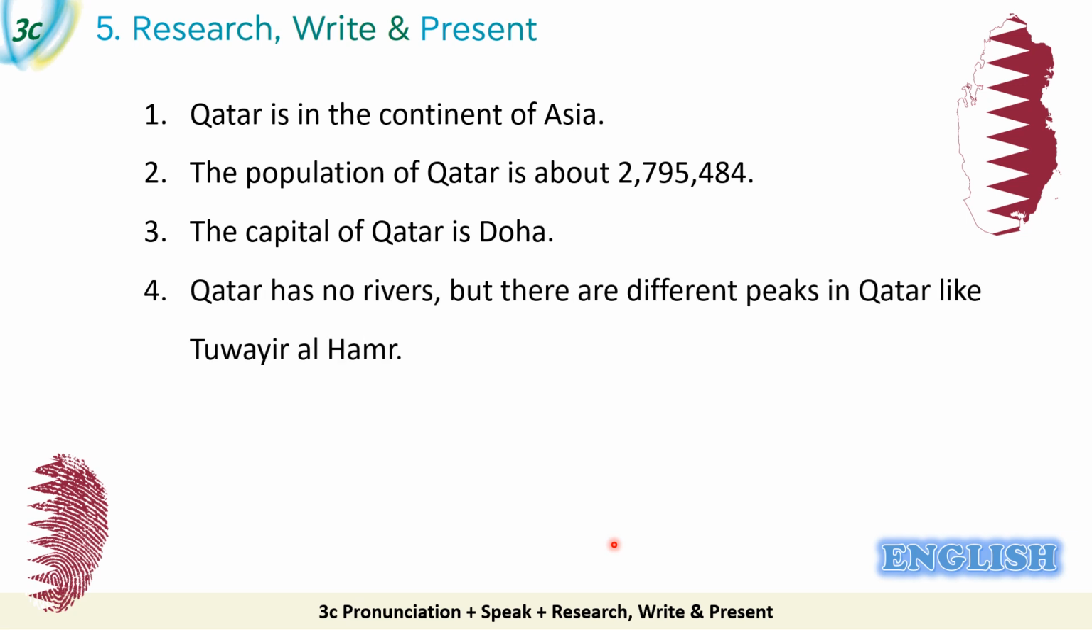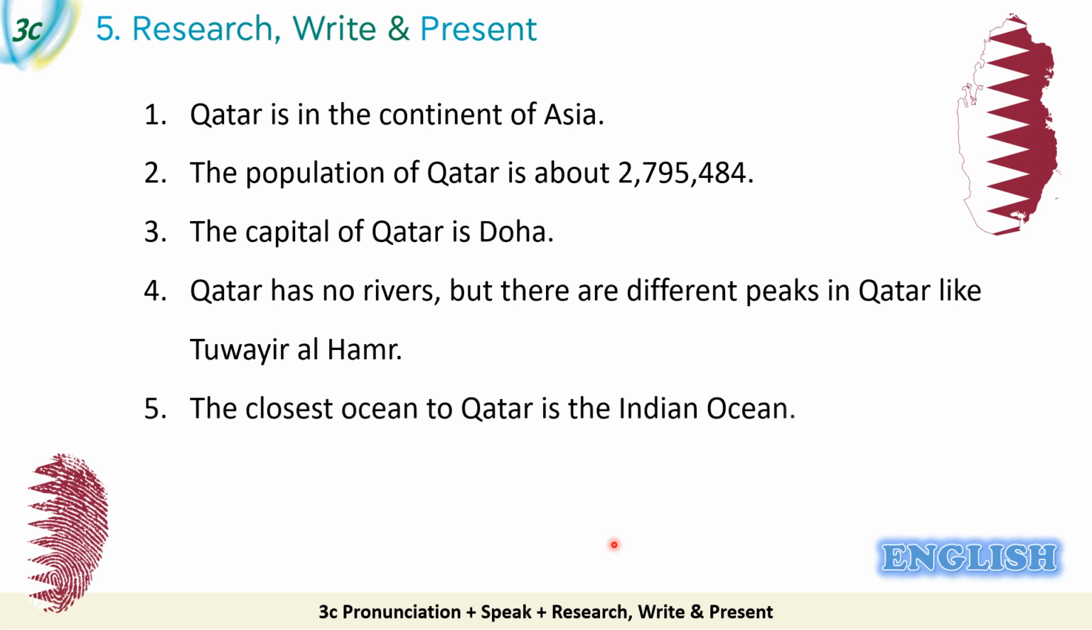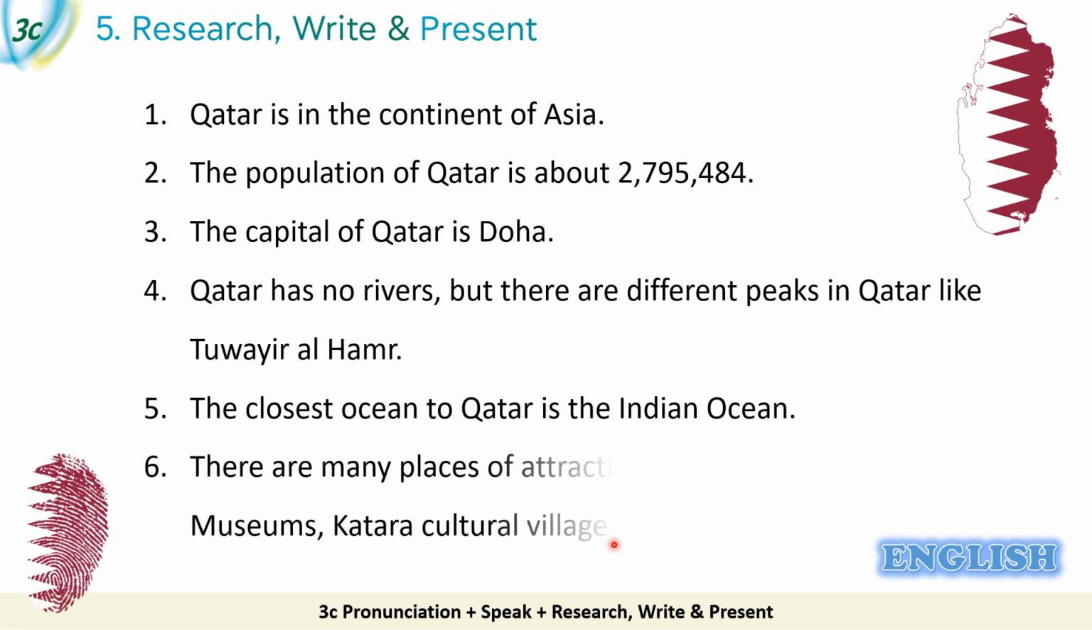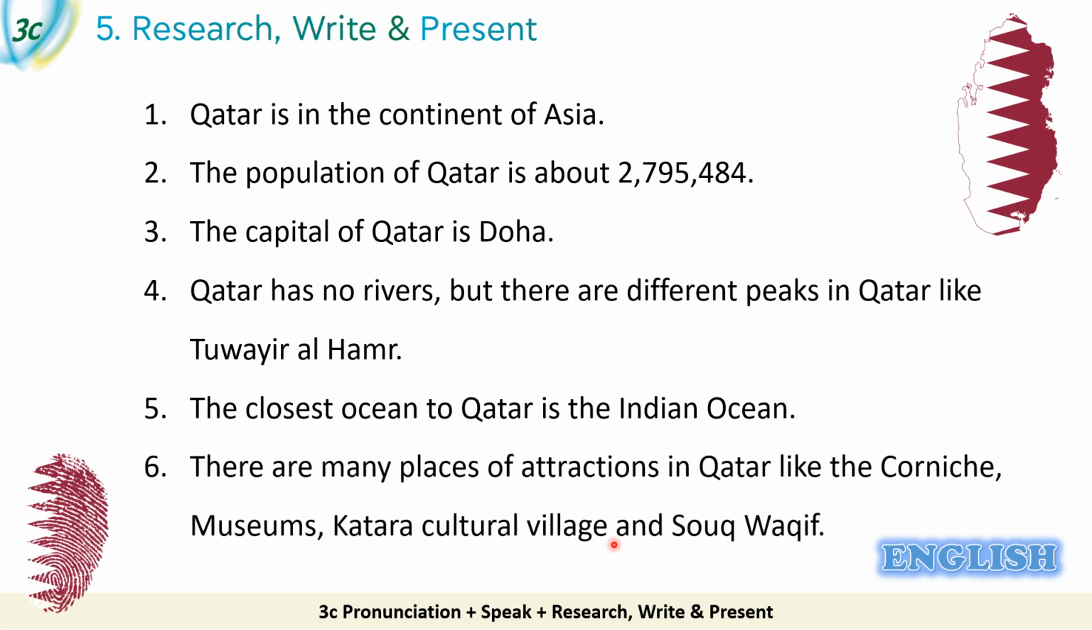4. Qatar has no rivers, but there are different peaks in Qatar, like Tuer Lahmir. 5. The closest ocean to Qatar is the Indian Ocean. 6. There are many places of attractions in Qatar, like the Corniche, museums, Qatar Cultural Village, and Souq Waqif.